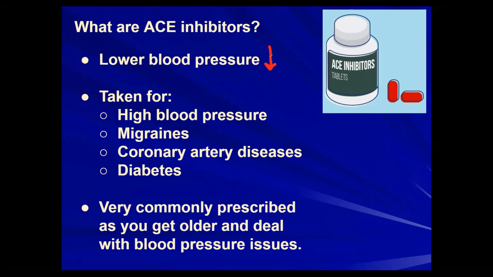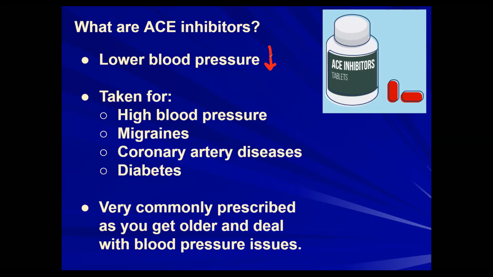They're taken for not just high blood pressure, but they can also be prescribed for migraines, since that's typically what causes migraines, the pressure of the blood in the brain pushing and causing that pain. It can be prescribed for somebody who has an arterial disease or diabetes. The reason why these work is that they actually affect the size and the constriction of blood vessels.